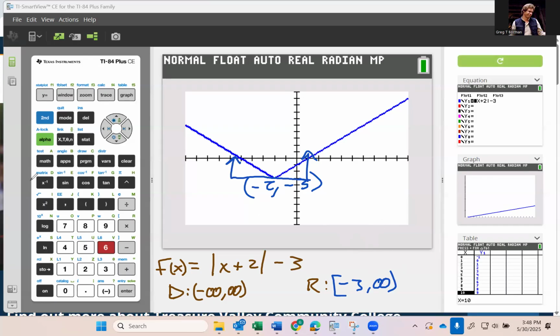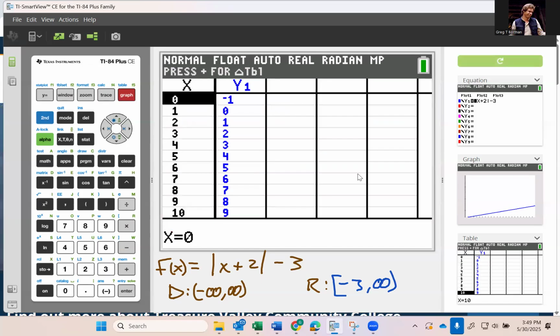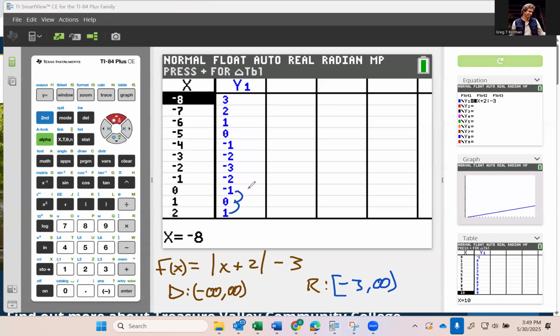Now, there are some cool things the calculator offers to help us with that. For example, we could go back to the table and just look at the y values in blue, and you say, well, it looks like they just keep getting bigger and bigger. Okay, so I get that whole infinity thing for the range. How small do they get? They were getting smaller, down to 0, down to -1, and then it started getting bigger. So it looks like about -3 is about as small as it's going to go on our y values. So you can use the table to help you explore the domain and the range.